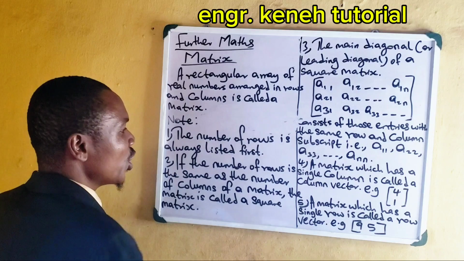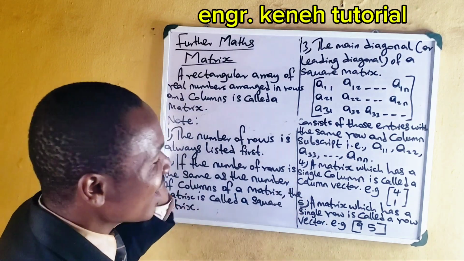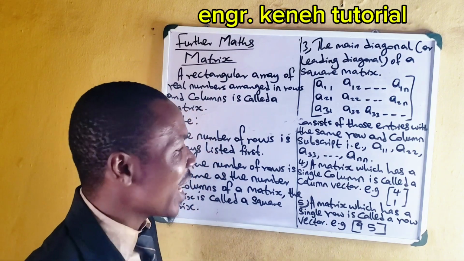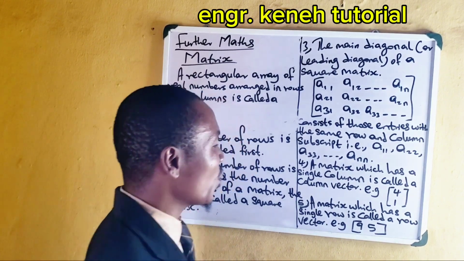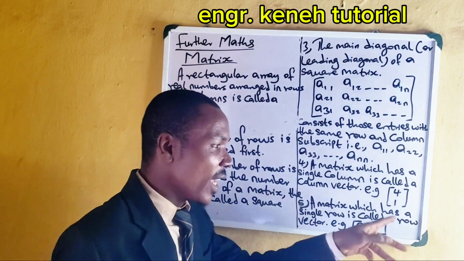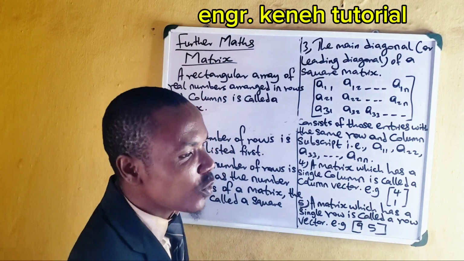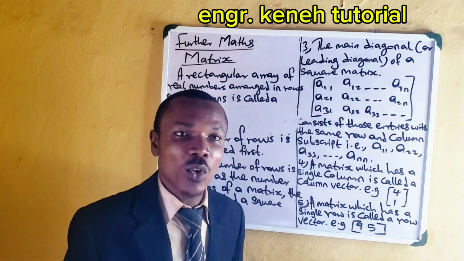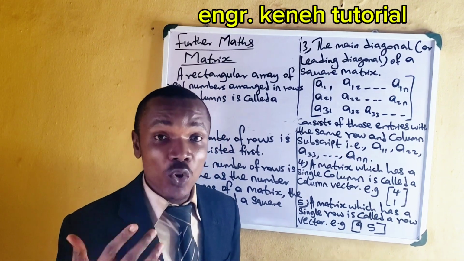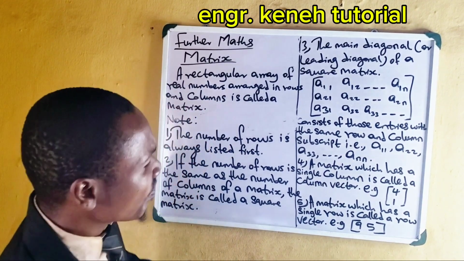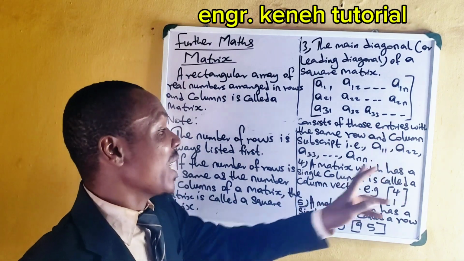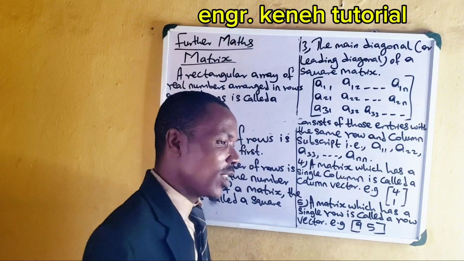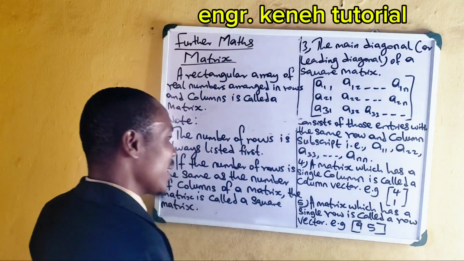All right. Next one you need to know is number 4. It says that a matrix which has a single column is called what? A column vector. A column means single. A column vector, or a column matrix. So when you hear a matrix which has a single column, we refer to it as a column vector. That's a matrix that has only one column.